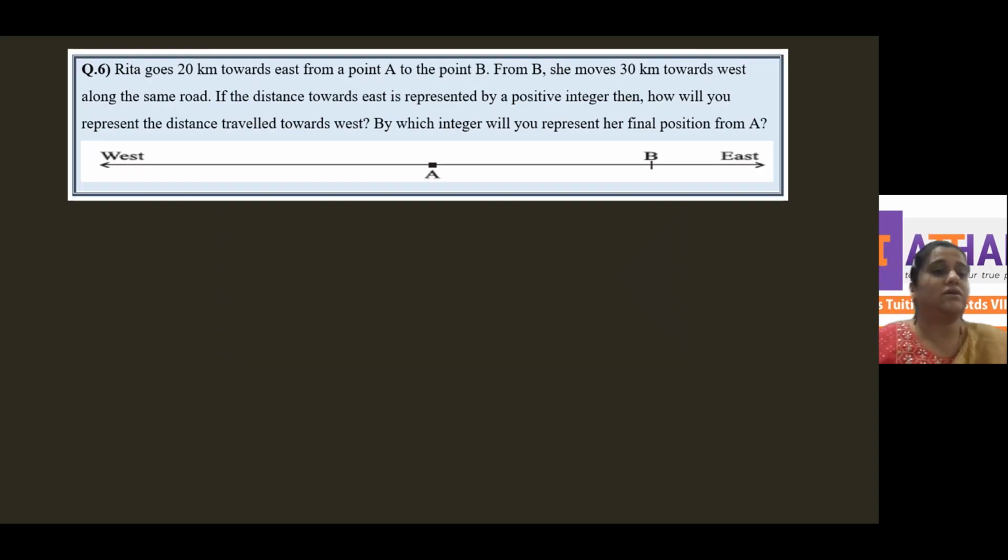All right. Now look at this. Rita goes 20 kilometers towards east from a point A. So this is the point A. Rita goes 20 kilometers towards east from point A to point B. So this is 20 kilometers. A to B is 20 kilometers. She moves 30 kilometers towards west along the same road. So she comes back 30 kilometers.